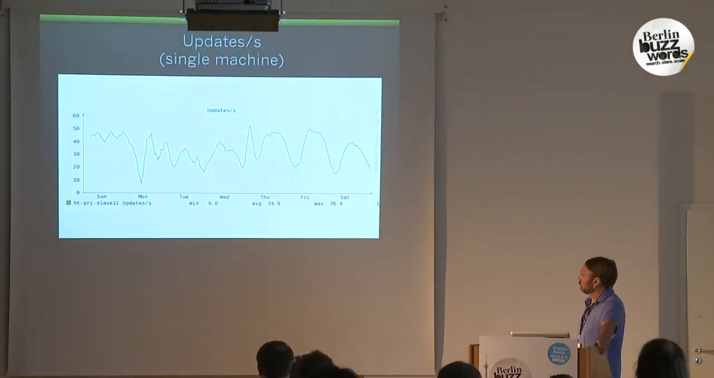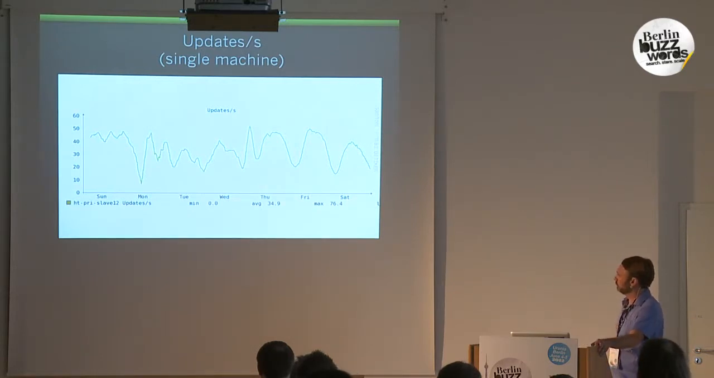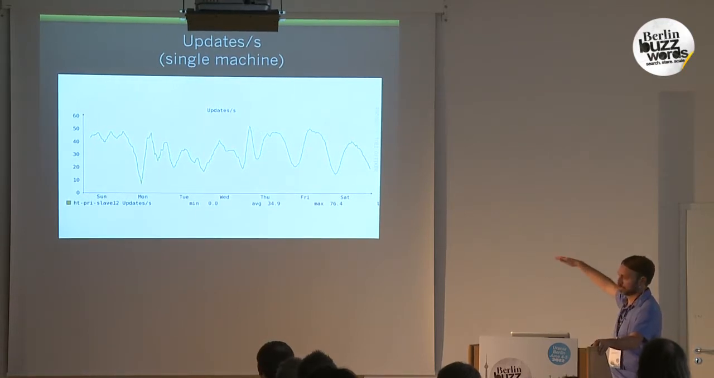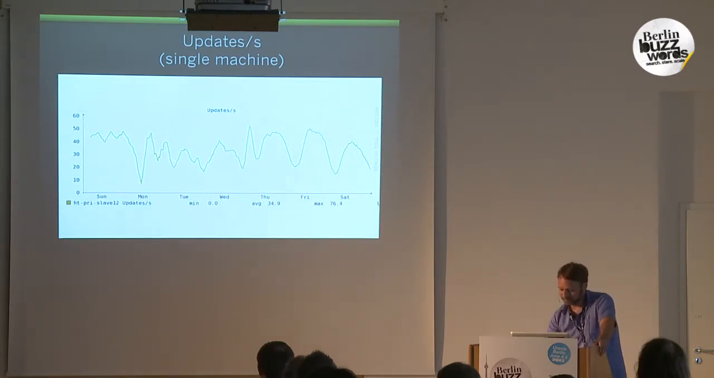So here's a graph taken from our monitoring system for a 1 week period. And this is for updates. And as you can see, this diurnal pattern where it peaks out in the middle of the day and then in the middle of the night, it has a trough there.